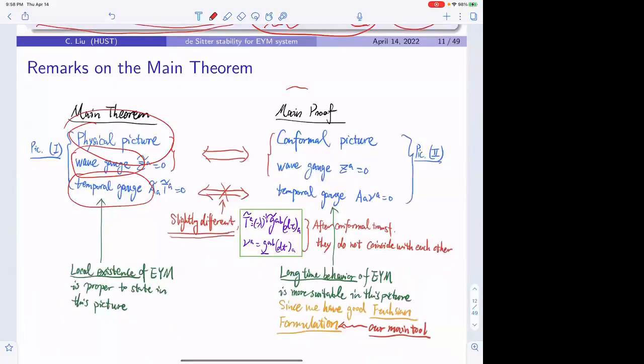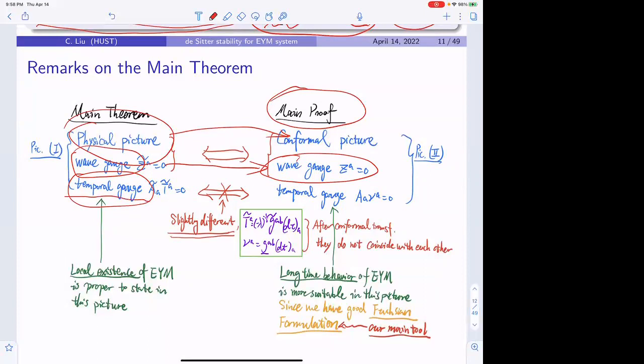But in our main proof, we will transform this physical picture to the conformal picture. And if we do the conformal transformation, this wave gauge will become this wave gauge. It's just based on the conformal picture. But there is something unexpected. It's the tempo gauge. If we did the conformal transformation on this tempo gauge, we cannot get this tempo gauge. But in our main proof, we will use this tempo gauge. So in order to connect these two tempo gauges, we have to estimate the gauge transformation.